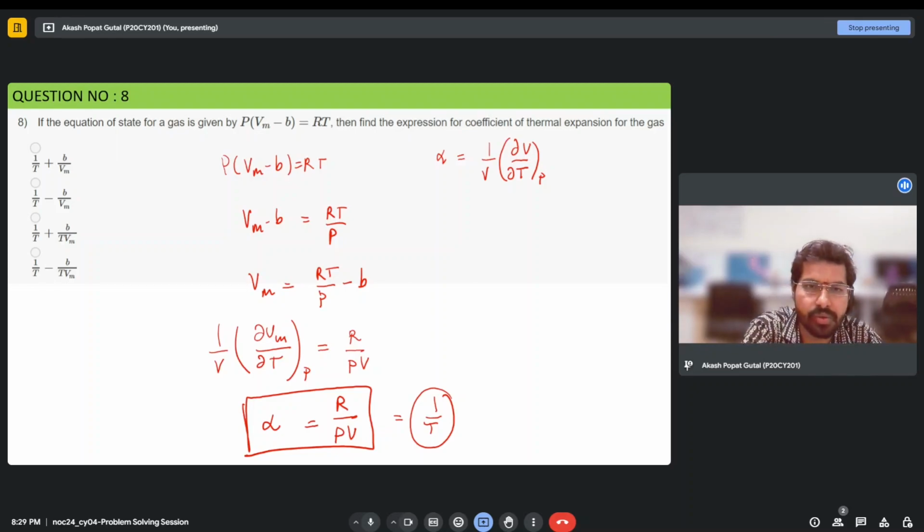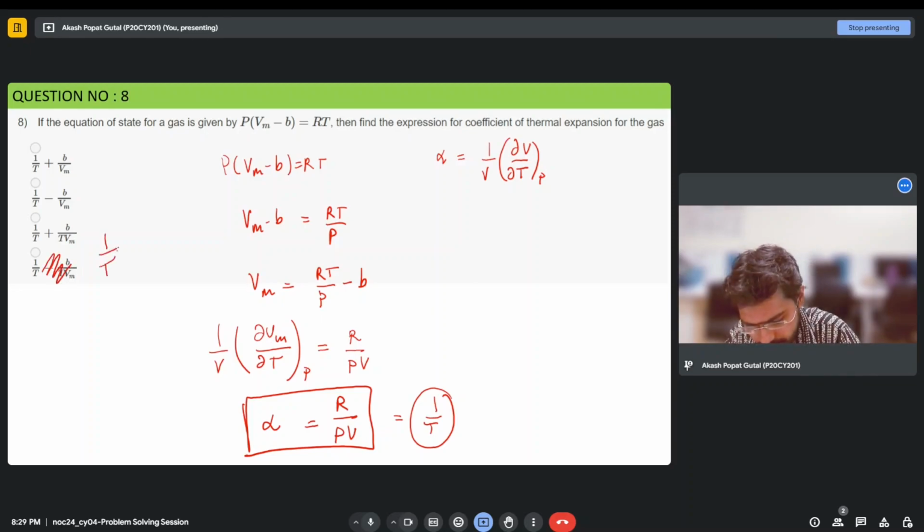And we ask for the coefficient of thermal expansion. The coefficient of thermal expansion is del V by del T itself, that's alpha itself. I don't know why it is not there. Let's make one option, it should be 1 by T.